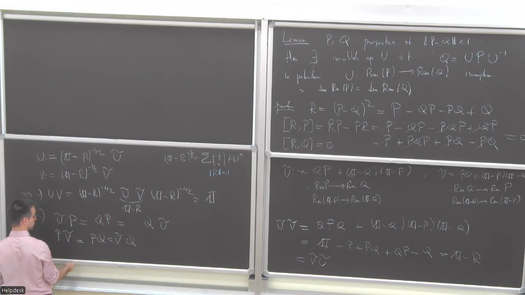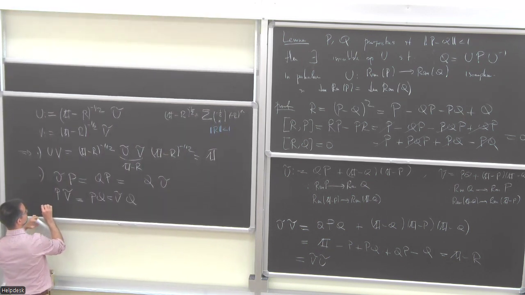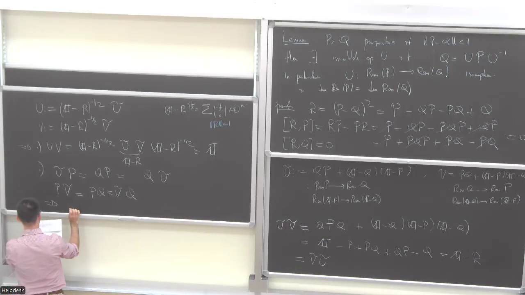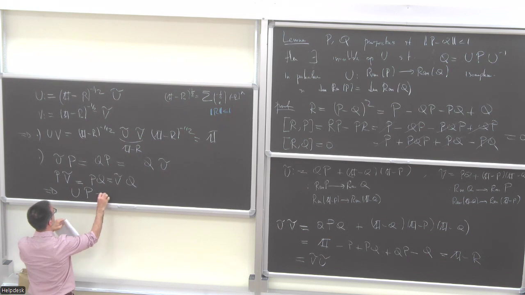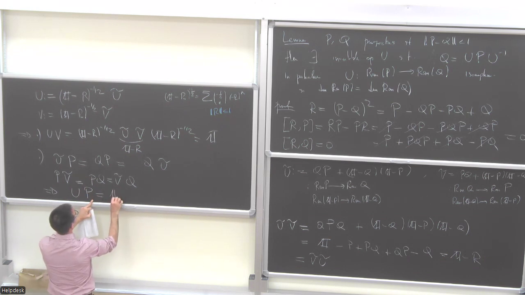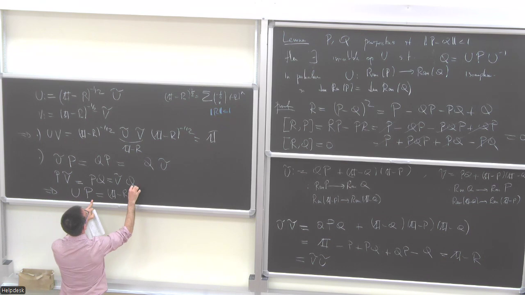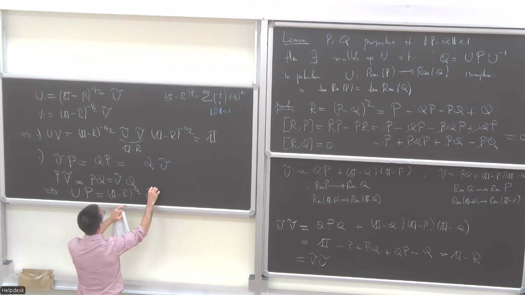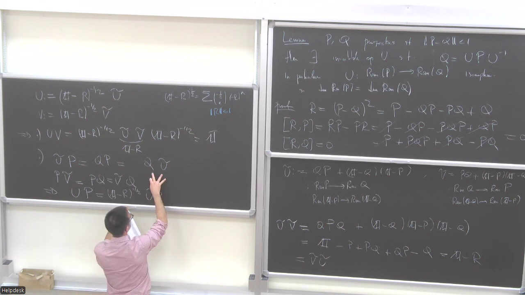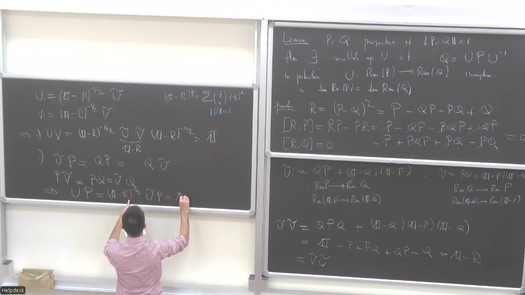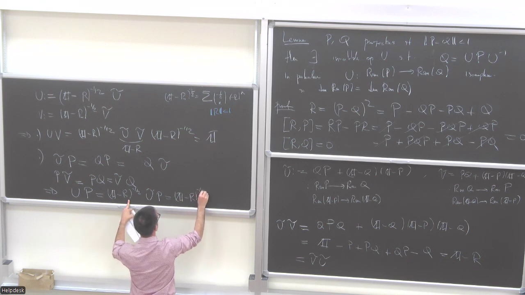And so what do we conclude? We conclude that if we apply U to P, what is this? U applied to P is identity minus R to the minus 1/2 times U tilde applied to P, but U tilde applied to P is what? It is Q U tilde. So this is identity minus R to the minus 1/2 times Q U tilde.